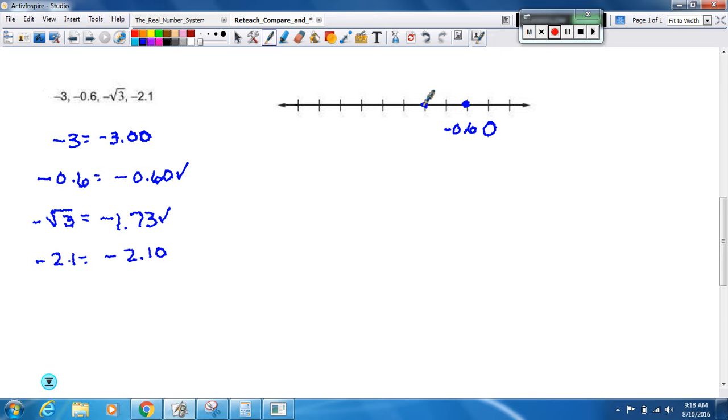Okay, the next smallest one is $1.73. I'm going to skip some spaces. I'm going to put that negative square root of 3. Sorry, my pen's running out here. Okay, negative 2.10 is negative 2.1. And negative 3 would be right here. So now you have them in order: negative 3, negative 2.1, negative square root of 3, and negative 0.6.